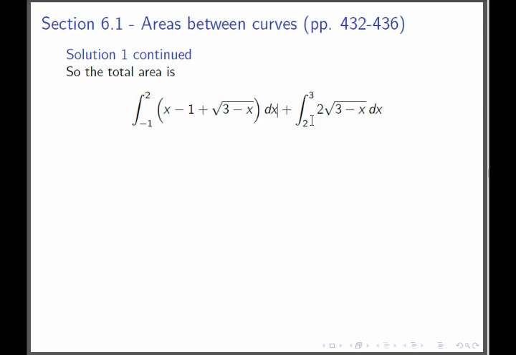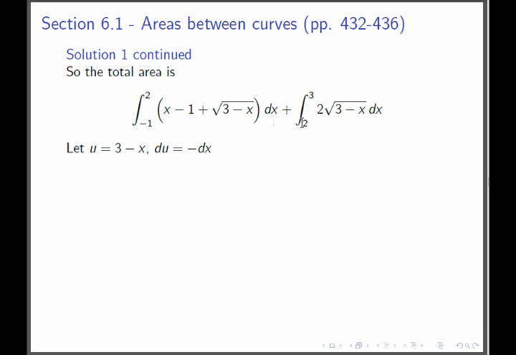And then for the part of the region to the right of that weird intersection point at x equals 2, the height was given by this formula, and the width was still given by dx. And so this is the integral formula for the area that we're looking for. And so now we can just compute this.